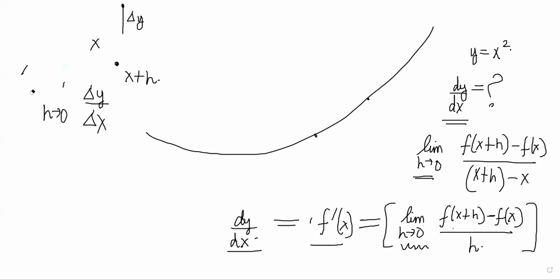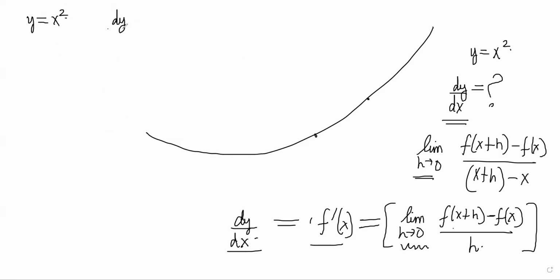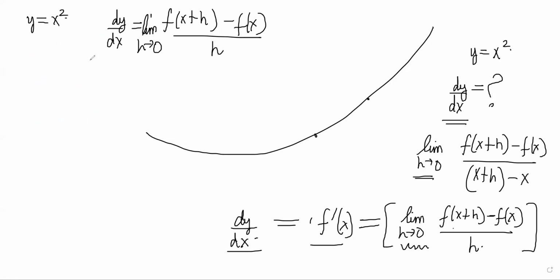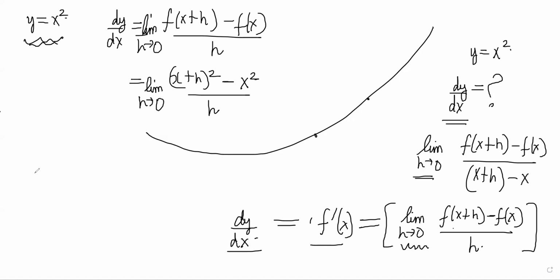So now we can apply the same principle and find the derivative of our function y is equal to x squared. Dy by dx is defined to be f of x plus h minus f of x by h, with limit of h tends to 0, right? Yes, sir. So what is f of x plus h? This is my function, so it will be x plus h whole squared, right? Minus x squared, by h, and we have to do limit of h tends to 0, right? Yes.